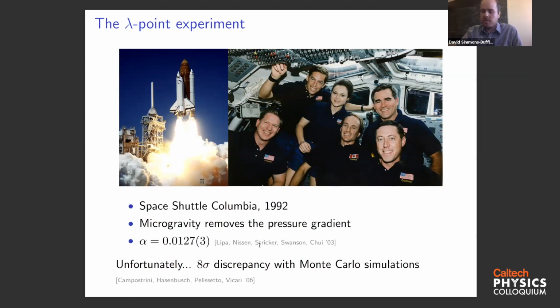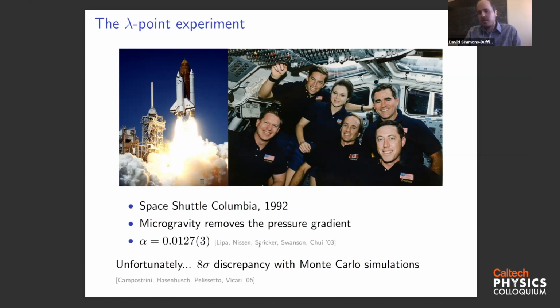And the reason for performing the experiment on the space shuttle is that in microgravity, there is no pressure gradient. If you do the experiment on Earth, there's a pressure gradient throughout the sample, and the critical temperature depends a little bit on the pressure. And this means that if you have a pressure gradient, you can't tune the whole sample to the critical temperature at the same time. Instead, you'll just end up tuning some two-dimensional slice of the sample to the critical temperature. And this makes it hard to gather statistics.